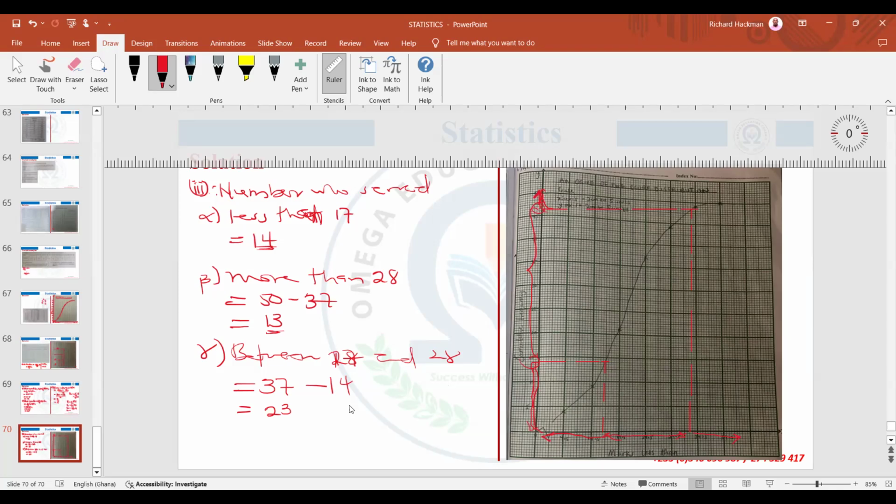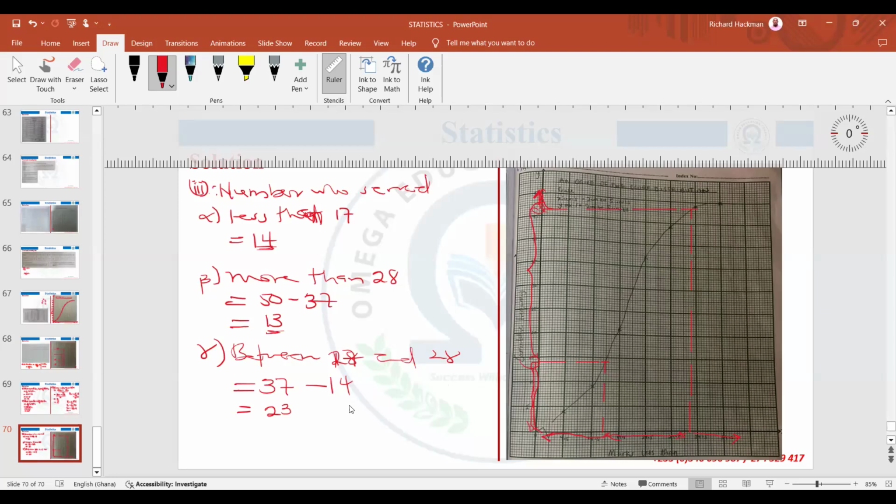And now we know how to find the number who scored less than a particular value. We said anytime you see less than, the reading will be the value that we are looking for. Then we have more than a particular value. More than a particular value will mean you get the reading for that value, you subtract it from the total frequency, and that will give you the more than. Then between two values, you get the corresponding readings for the values. Then you subtract, but it will always be the upper value, the bigger value, minus the smaller value in terms of your reading.